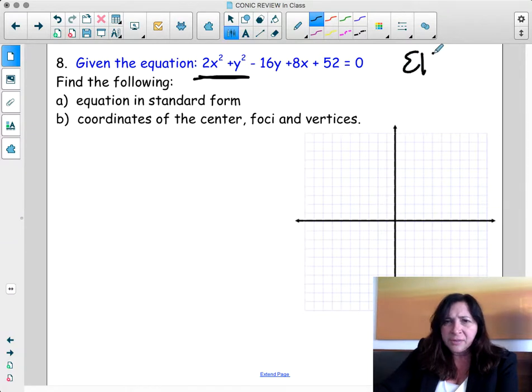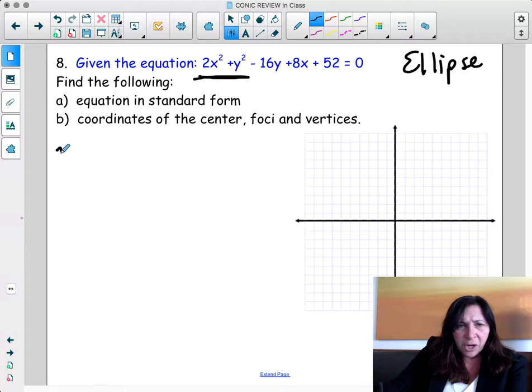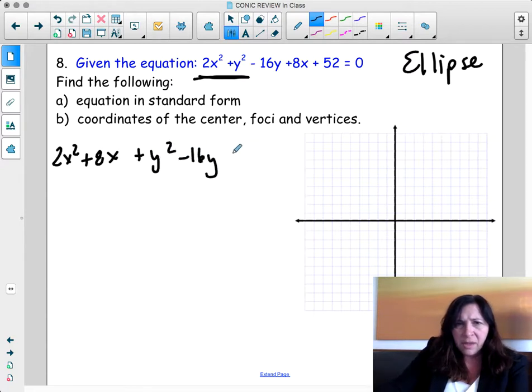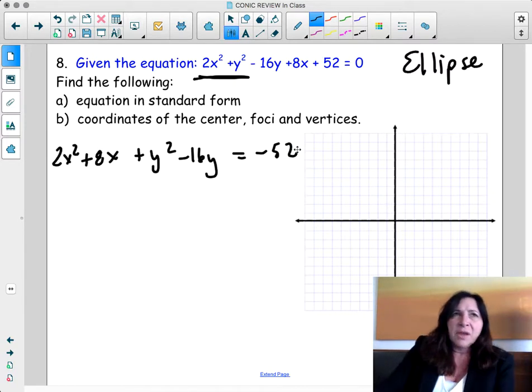All I'm looking at are these. It's an ellipse. Now I need to group my values. So we're going to go 2x squared plus 8x, plus y squared minus 16y is equal to -52. Always move that over to the other side.